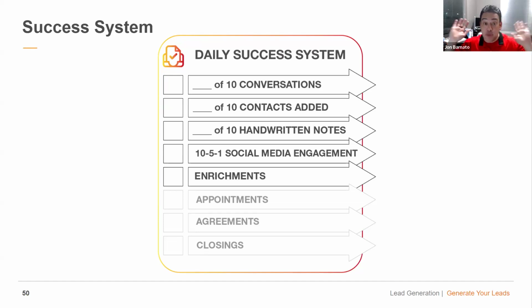And now, doesn't that sound super simple? Hey, John. Yes, Michelle. What is 10-5-1 social media engagement? 10 likes, or hearts, whatever, 5 comments. I'm literally reading their post and commenting on it, and 1 direct message where I'm actually sending a message to someone I know, in my sphere.